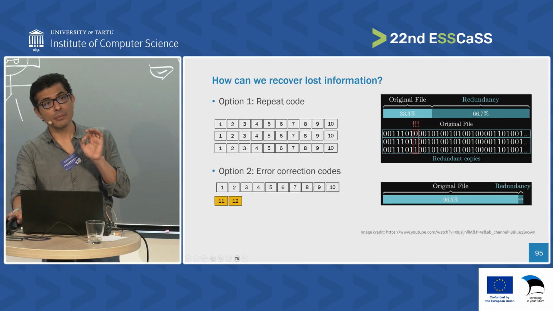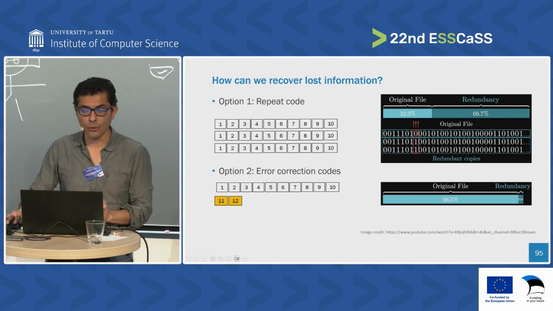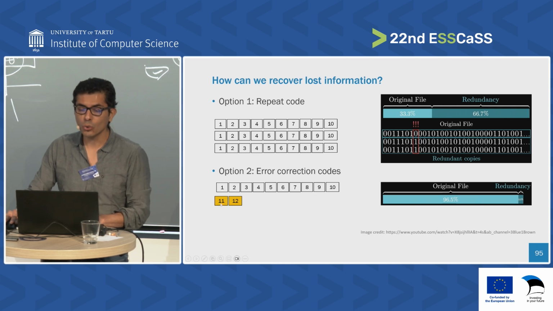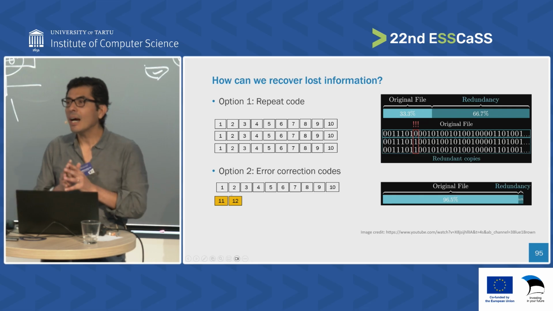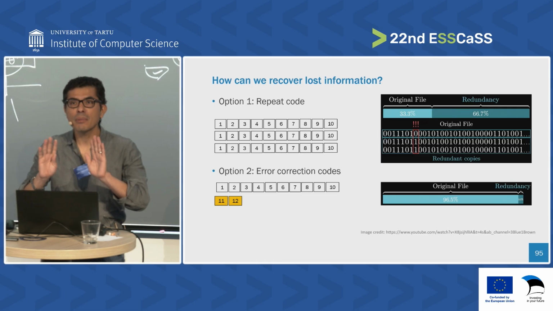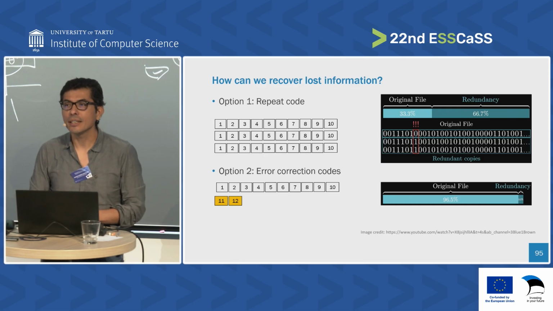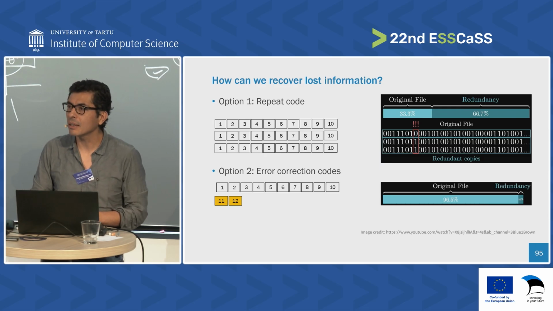What this type of method does is the following. Let's say that you have 10 packets. Now what you're going to do is you're going to add 2 extra packets, 11 and 12. Now you need to get 10 out of those 12 packets. It doesn't matter which ones those are. And then you will be able to recover the entire information. And this is a method that is used widely.